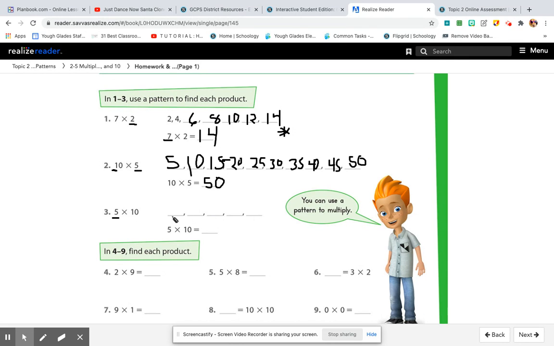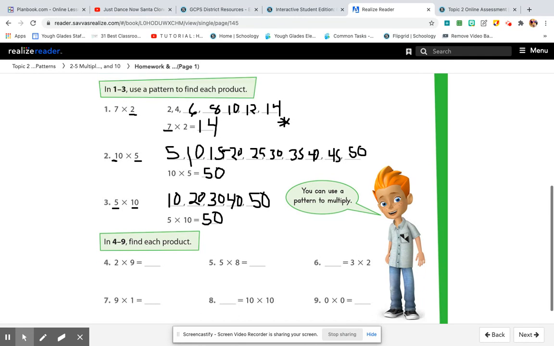So I have 5 places. 1, 2, 3, 4, 5. I'm going to skip count by 10 to get my answer. 10, 20, 30, 40, 50. Now notice how there are 2 completely different ways to solve this problem, same product. You get the same product. And also notice that all the multiples of 10 here have a 0 in the ones place, and all the multiples of 5 here have either a 5 or 0 in the ones place.